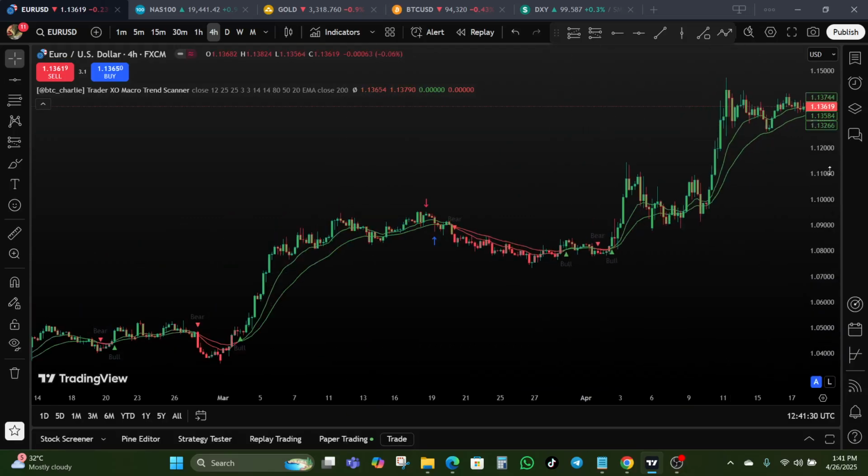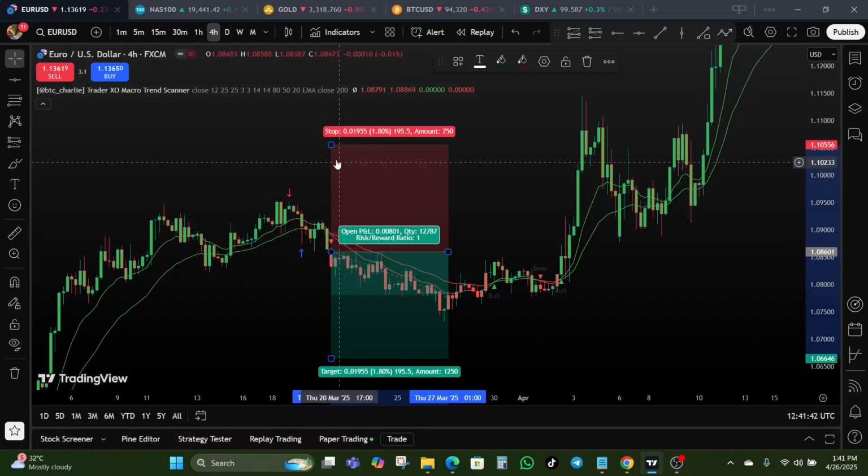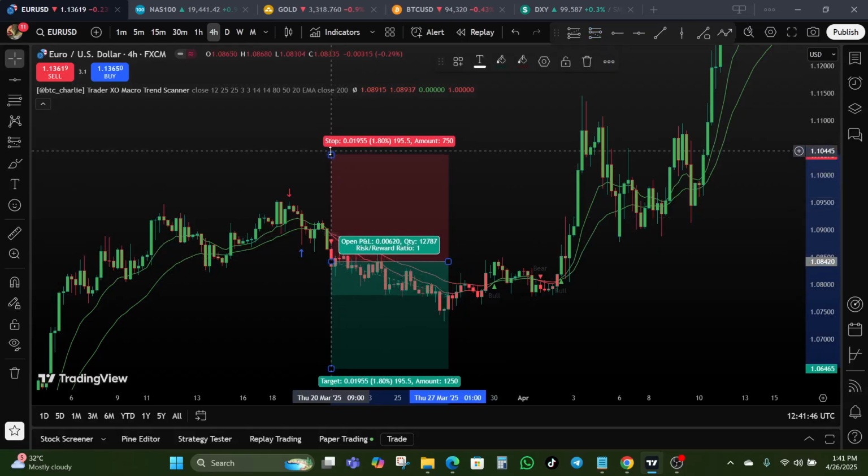Then for a sell, you ensure that price is trading below the red line. The line must be red, and you notice that the red arrow has formed with the bear tag before you proceed to entering your sell. And when you enter a sell trade, make sure that you've gotten a candlestick confirmation. The candlestick must change to red first.